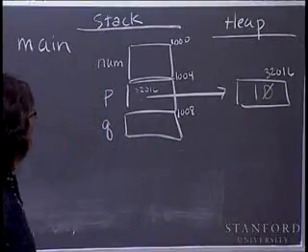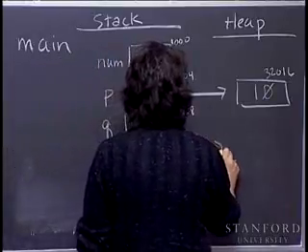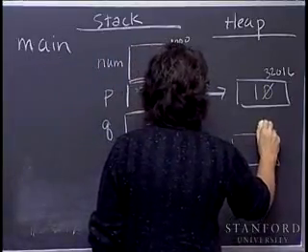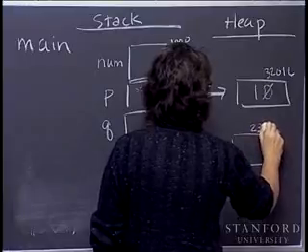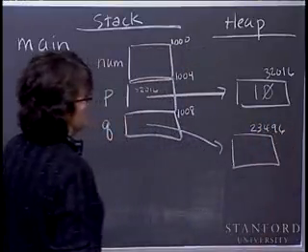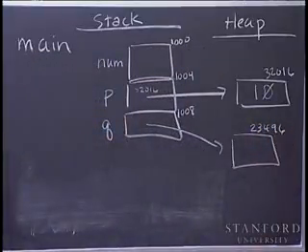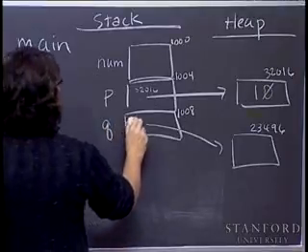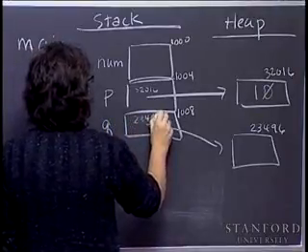Then I said Q equals new int. So Q gets an int in the heap, and maybe this is at 23,496, some other place out there. And so that's actually what's being stored here, 23,496.